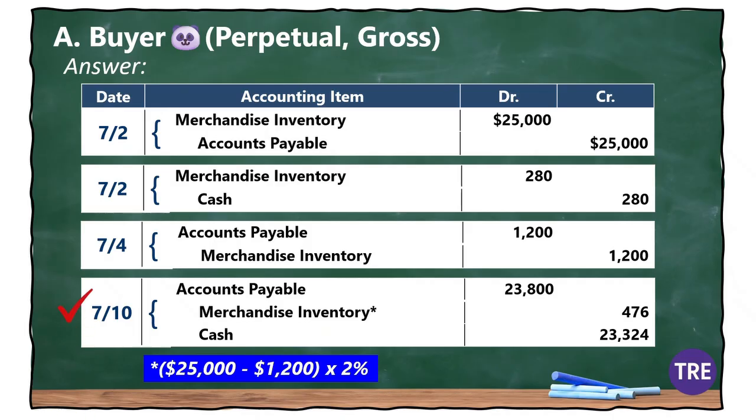On July 10th, Panda pays within the discount period. The balance after returns is $23,800. With a 2% discount of $476, we debit accounts payable $23,800, credit inventory $476, and credit cash $23,324. This shows the logic of the gross method: record purchases at the full invoice price, and recognize the discount only when payment is made.